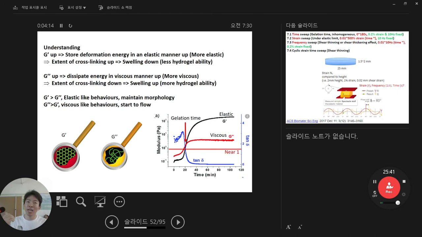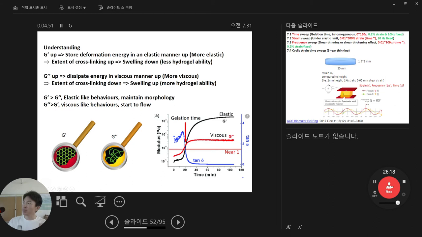So normally you can measure the gelation time using rheology. For example, let's imagine A and B solutions. When they mix, they turn into a hydrogel. When you mix these two solutions, they have high viscosity, right? More viscous, more water property. So their initial G double prime value is high, and then the G single prime value is small, because this solution has more viscous behavior.